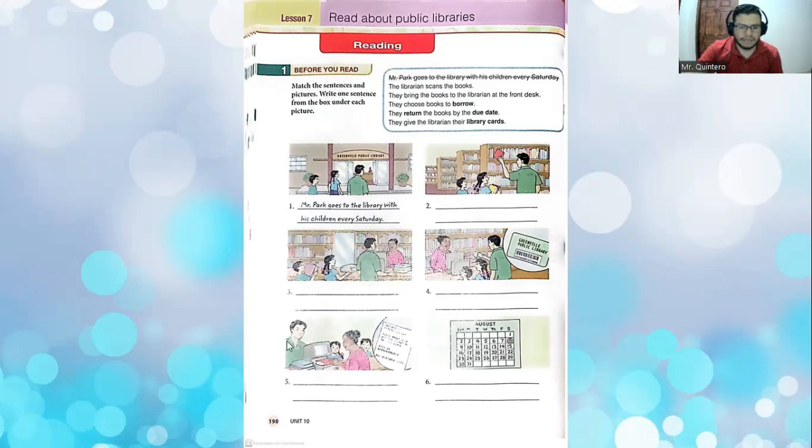The number 5 is, what's the number 5? Can you check? The number 5 is, the librarian scans the books. The librarian scans the book. And when we are talking in plural, it's books. And the number 6 is they give the librarian their library cards. That's the number 6.